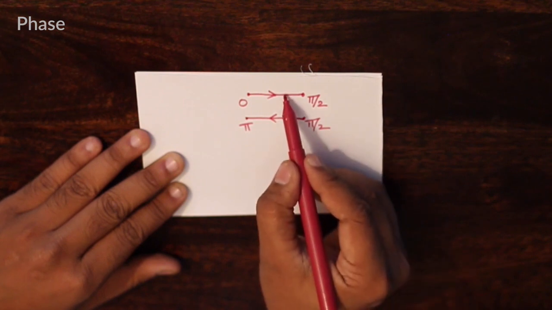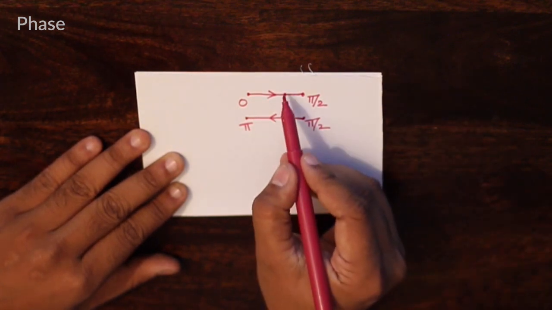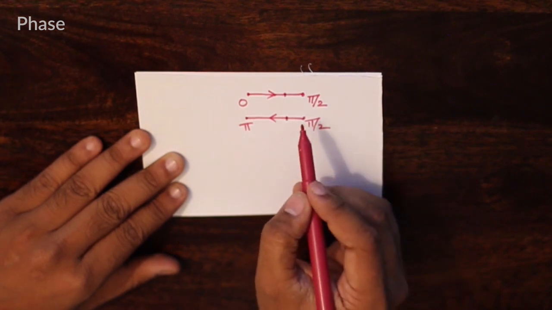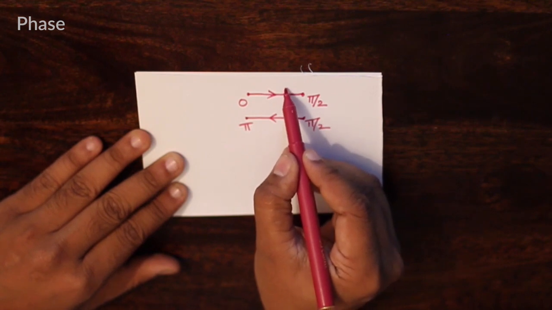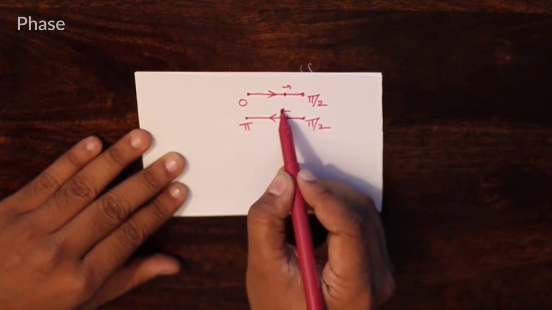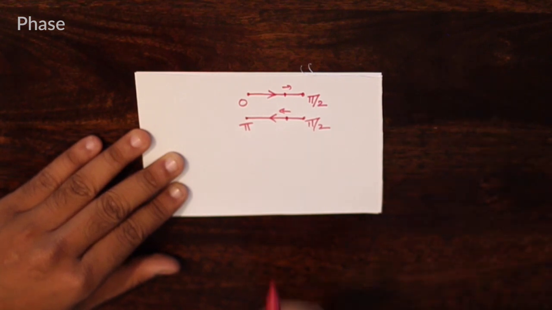So you see that the same displacement could occur twice in one cycle. But here the phase is different, here the phase is different, and that corresponds to the distinct parts of the SHM, where here the body was moving in this direction and here it is moving in this direction. The velocity is different, although the displacement might be the same.